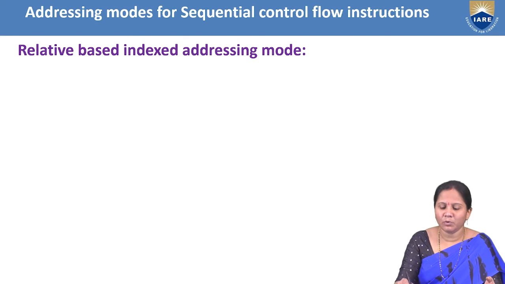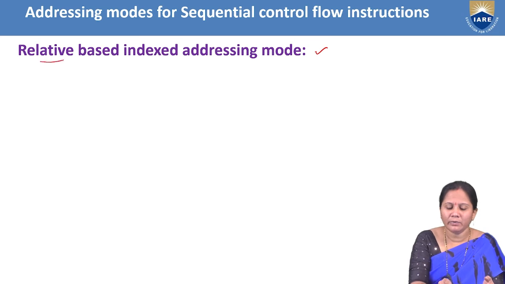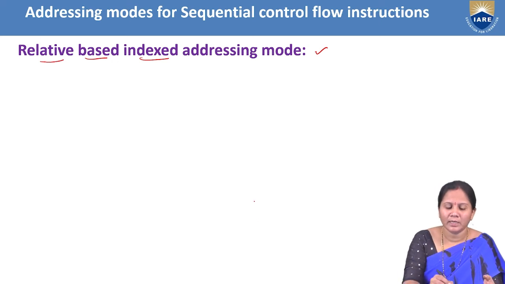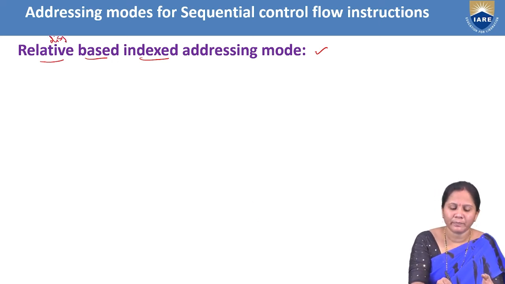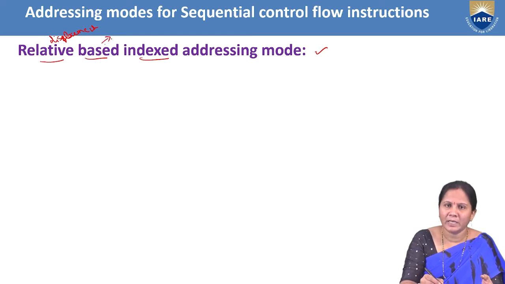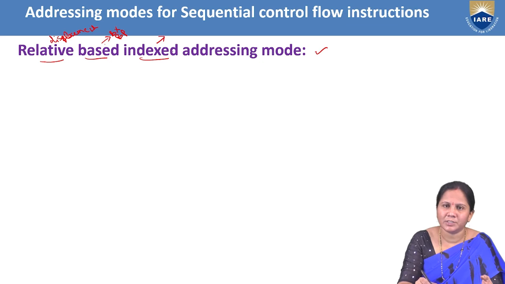And the next addressing mode is relative based index addressing mode. So here, relative based indexed. Three terms are there. Relative means displacement, so we can have here 8-bit or 16-bit displacement. And here base register, so you can have BX or BP. And the next, index register. So index register you can have here SI or DI.